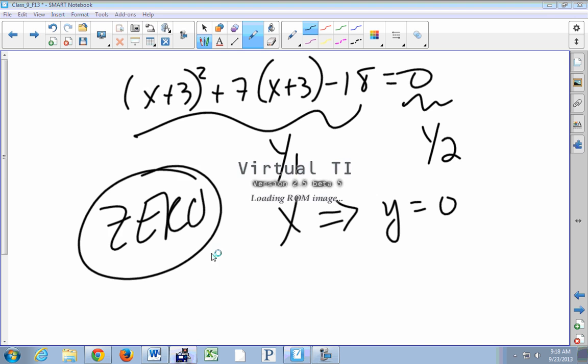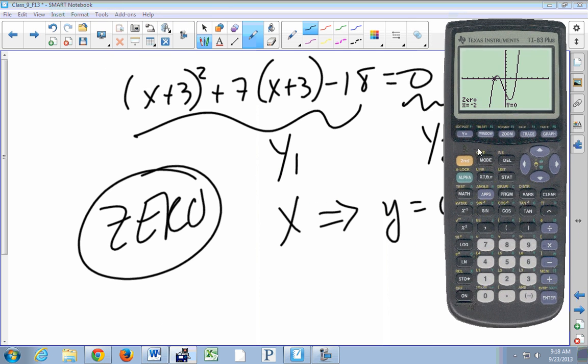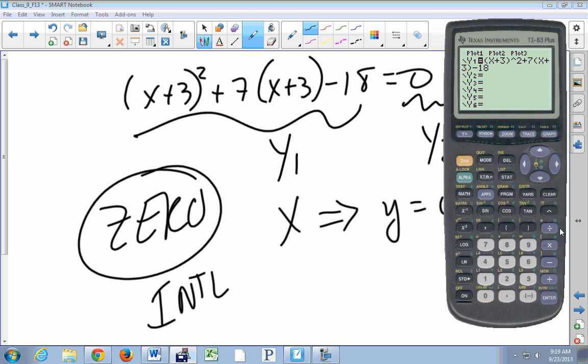So with your graphing calculator, you could put in, I'll just do one. So let's get rid of that equation. You need your parentheses, x plus 3, and you're going to square it, right? Then plus 7 times x plus 3 minus 18. Okay? That's y1. You could use your 0 command right now, or you could use your intersect command if you do this y1 equals y2. You've got two different ways to look at it.